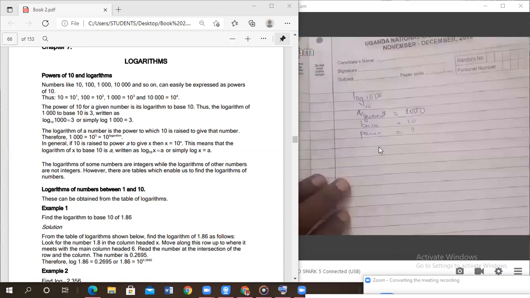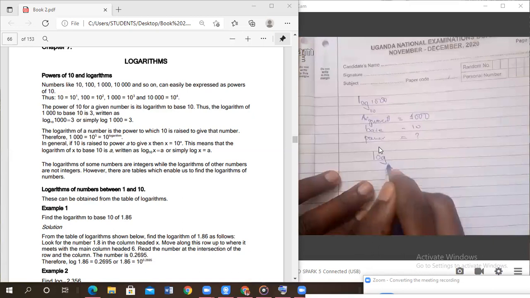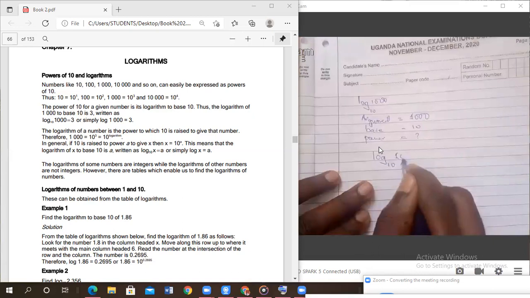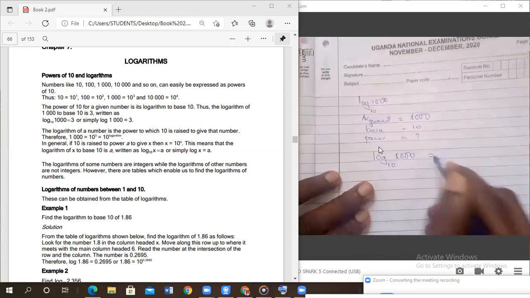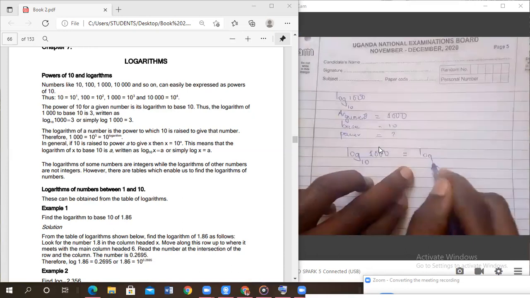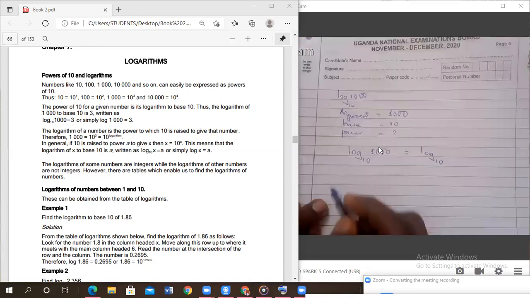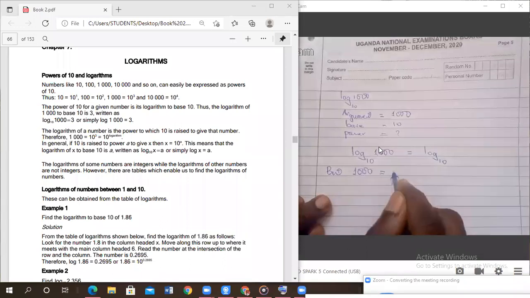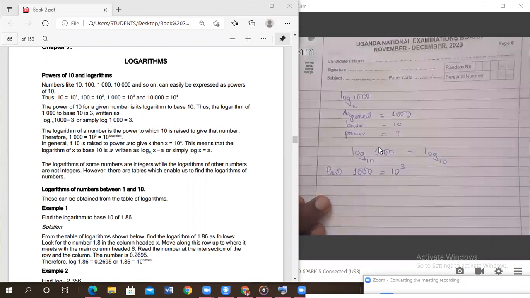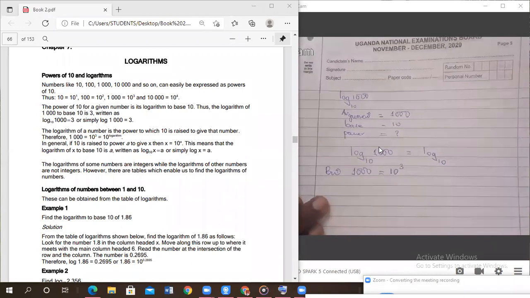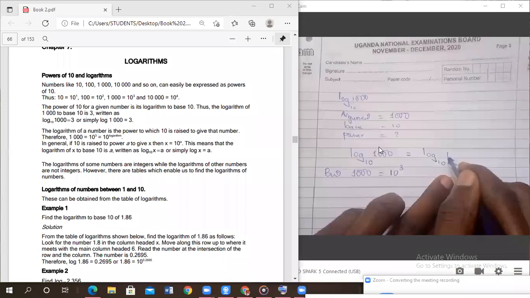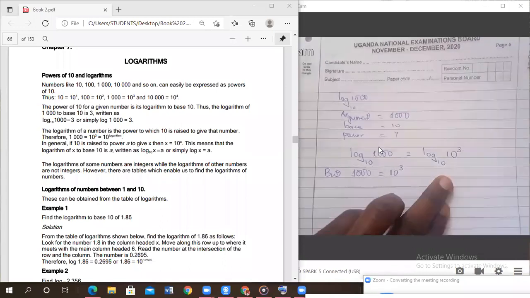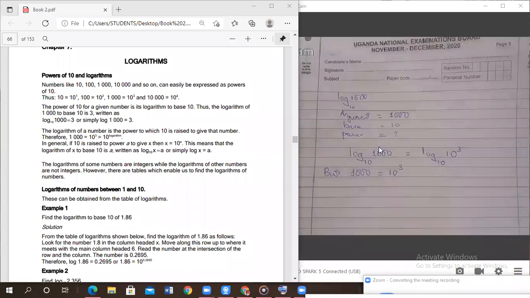So we are going to say log to base 10 of 1,000 is the same as log to base 10 of, and we know that 1,000 is the same as 10 to the power 3. Now I come and put it here: 10 to the power 3.